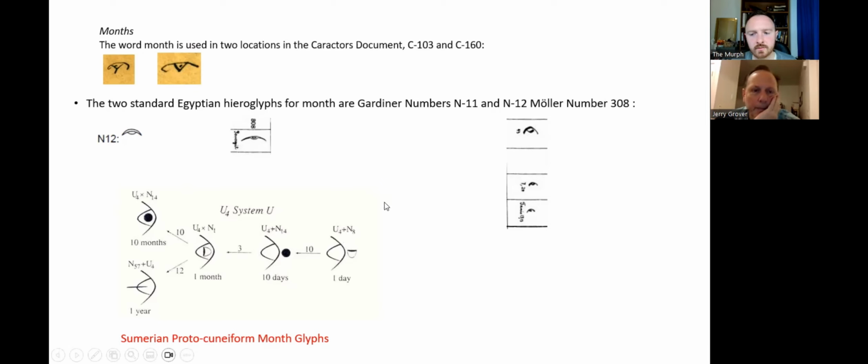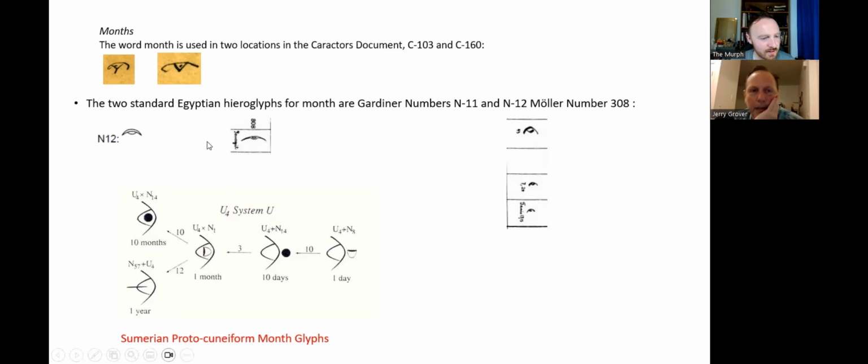So you can kind of see, it's definitely quite similar. There may be something to this dash. If it's got that on, that may mean half month or something. The reality is there are some things I just can't tell, whether that's just a variation of the person who copied it or whether it was exactly that way on the plates. But it's very similar to the two standard Egyptian hieroglyphs.